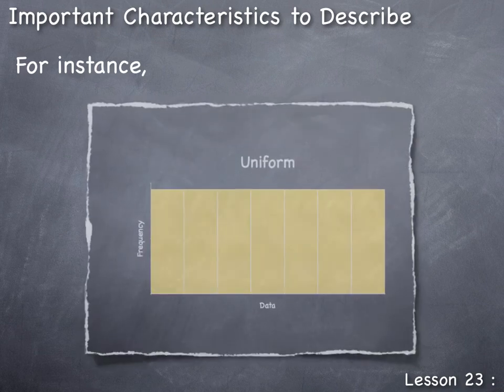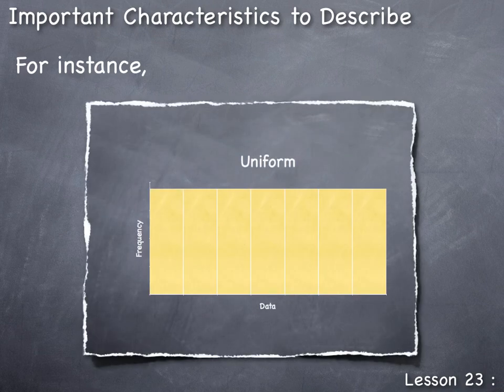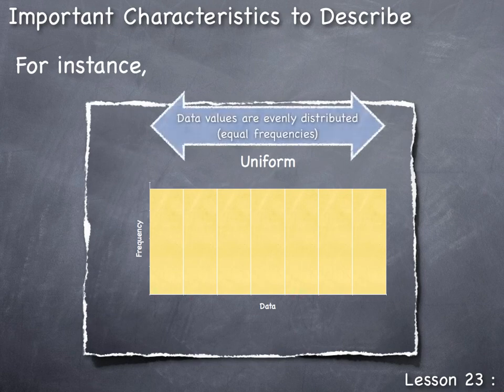For instance, data that exhibits a uniform shape distribution provides a distribution where the data values are evenly distributed all across the data values. That is, there are equal frequencies amongst all the various data values.